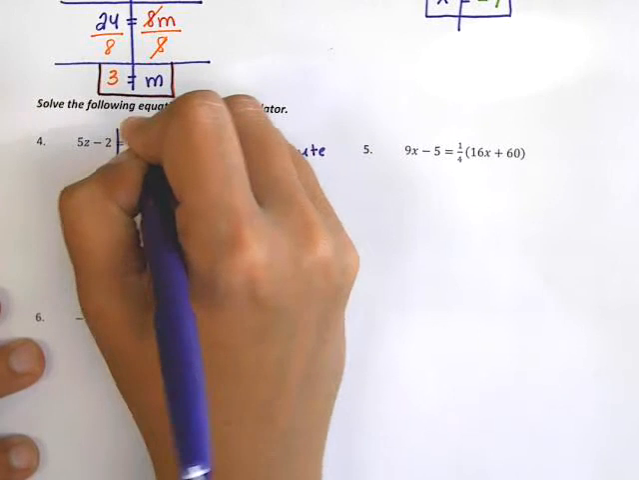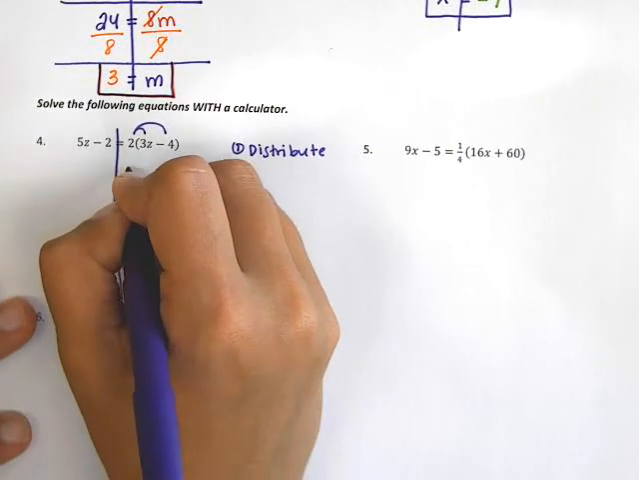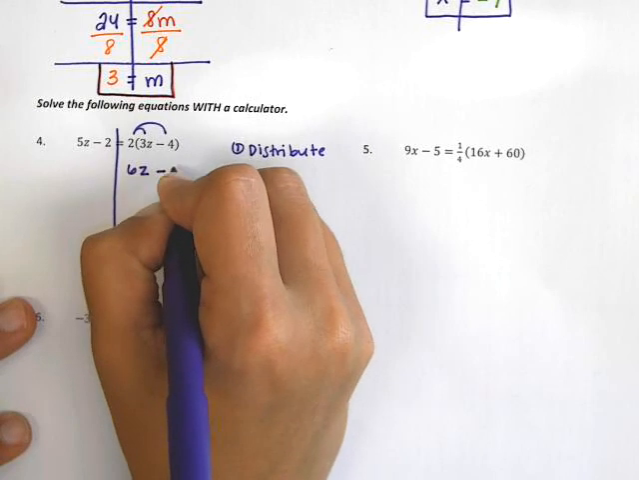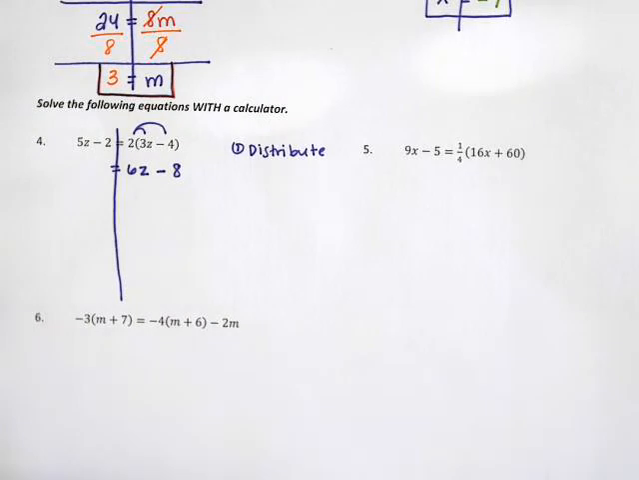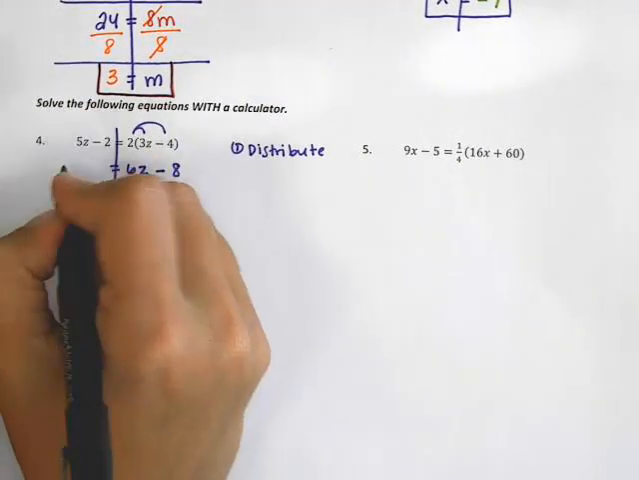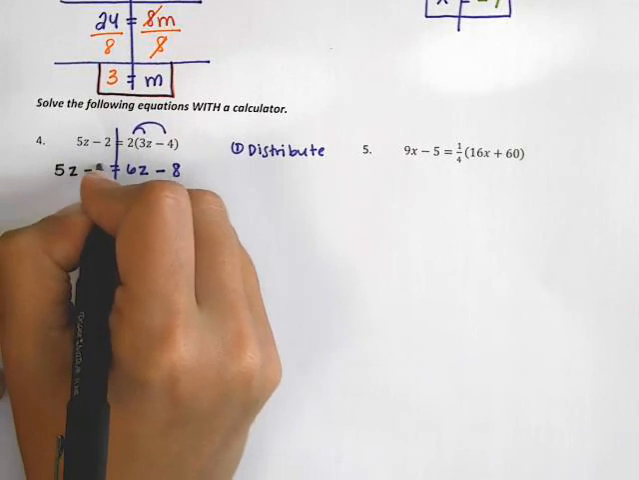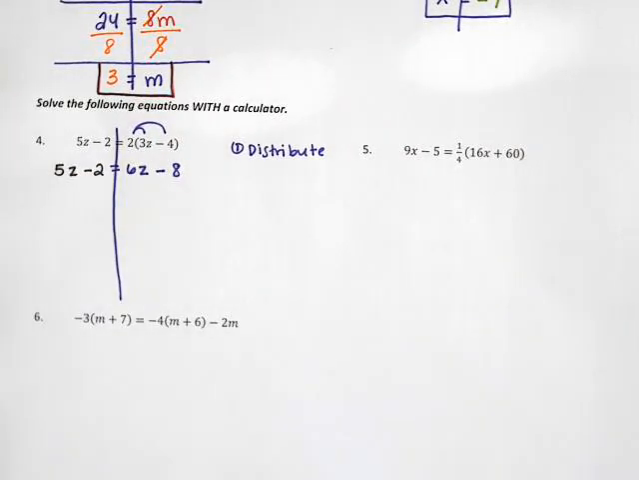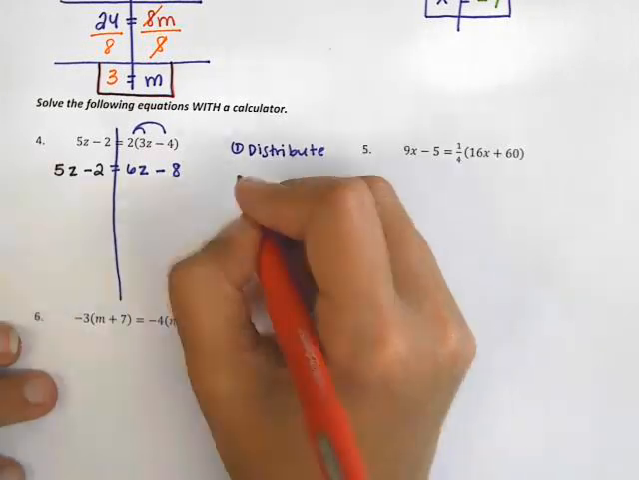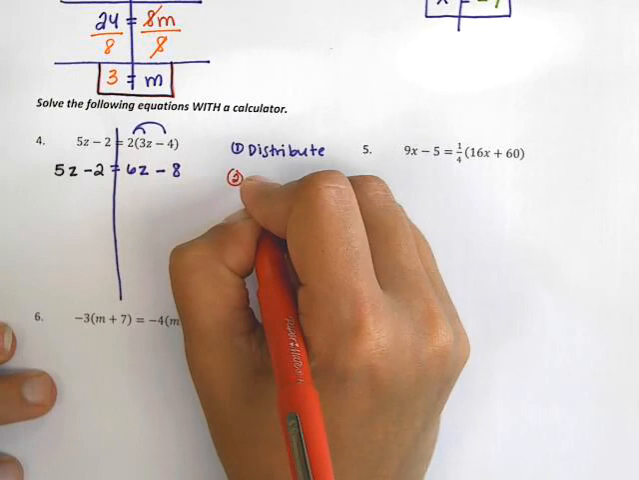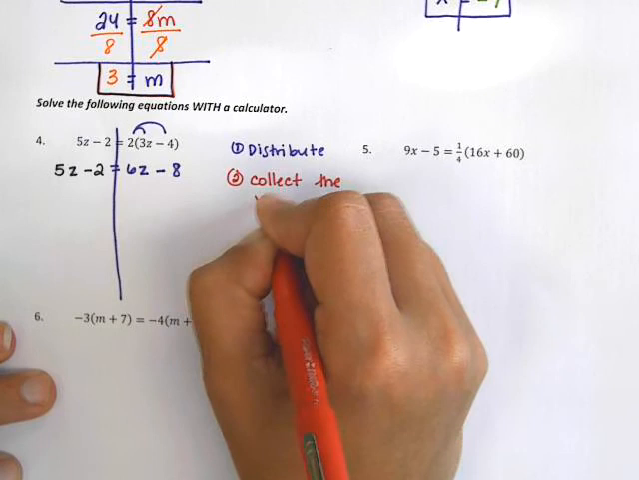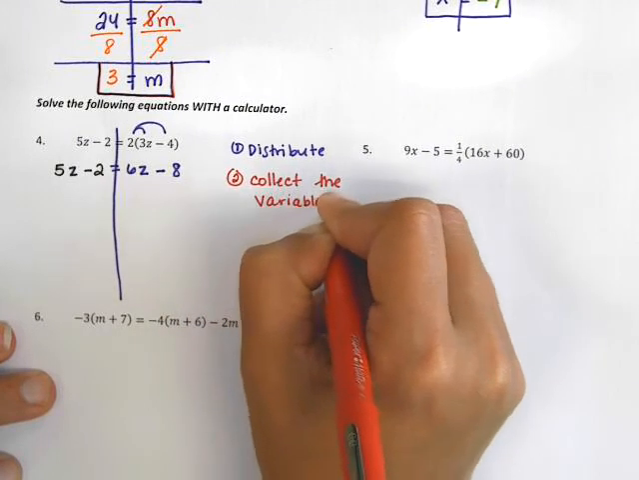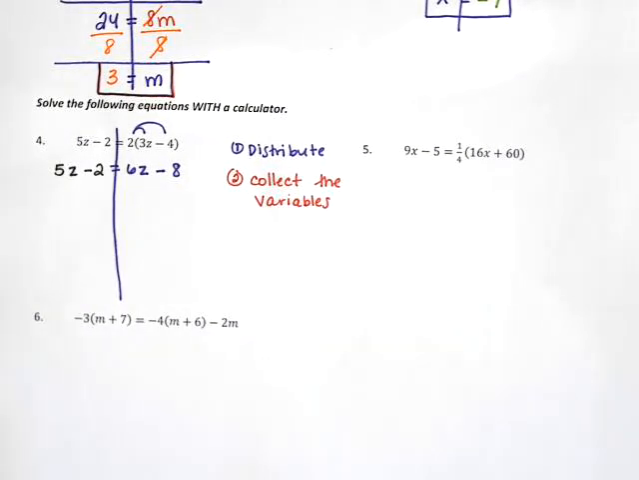So when I distribute on the right-hand side, I get positive 6z minus 8. All I'm going to do on the left-hand side is drop everything down. Just drop it like it's hot. So I get 5z minus 2. Now I notice that I have an equation where there are variables on both sides. So my second step would be to collect the variables. In other words, I want to get all the z's to be together.